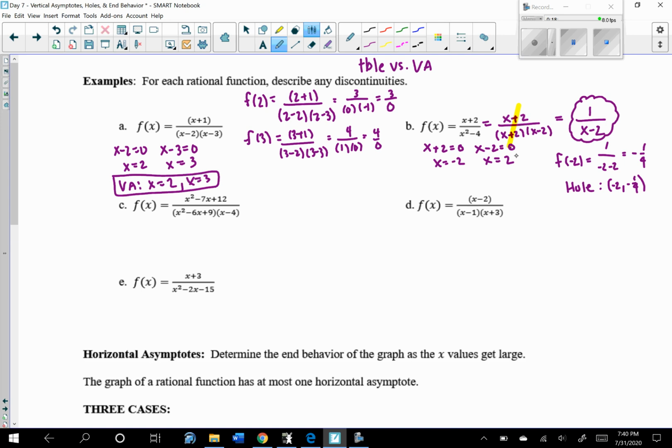Now I have to check the other value, which is at x equals 2. So if I plug 2 into my simplified answer, f of 2 equals 1 over 2 minus 2, which gives me 1 over 0. So again, that is undefined. So that means that at x equals 2, it can't be a hole because I didn't get a value in my simplified answer. So that means it's a vertical asymptote at x equals 2. So we have a vertical asymptote and a hole. Now, a hole can't also be a vertical asymptote. You can only have one or the other, but you can have a hole and a vertical asymptote in your equation like we have right here.